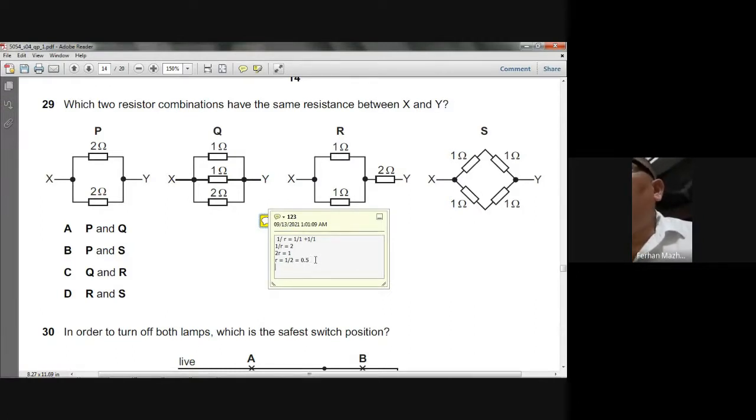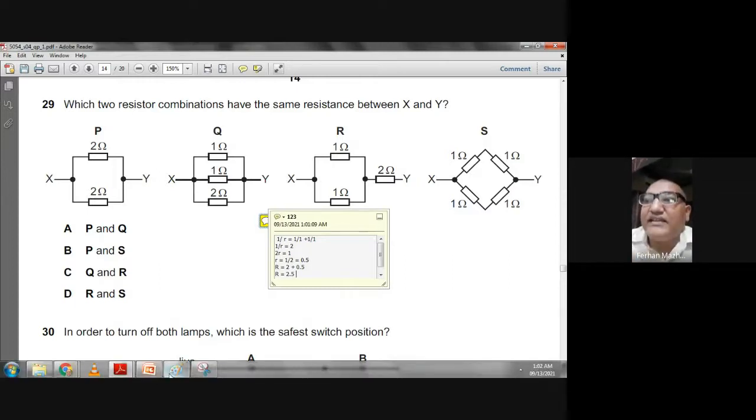And then the combined resistance of the whole circuit, their combined resistance is 0.5. With this, their combined resistance will be connected in series with this. So that will be 2 plus 0.5, and so R will be equal to 2.5 ohm. So its resistance will be 2.5 ohm.